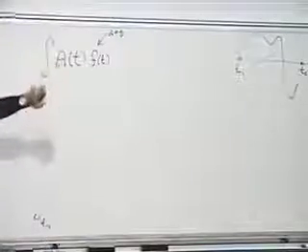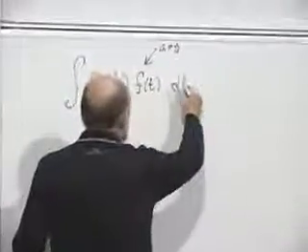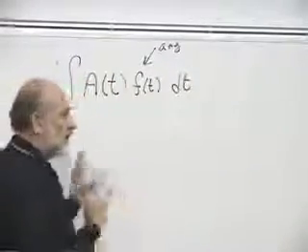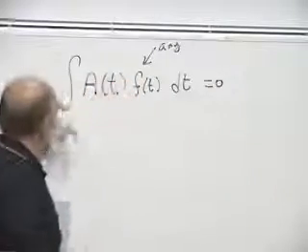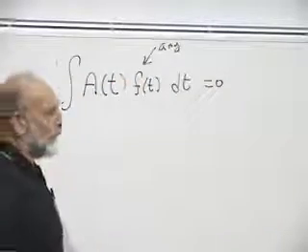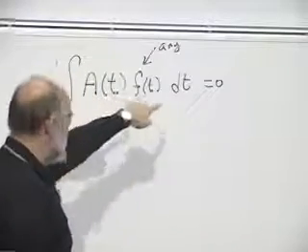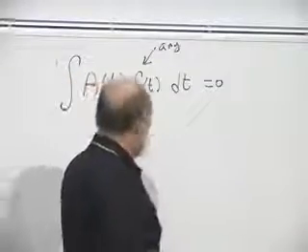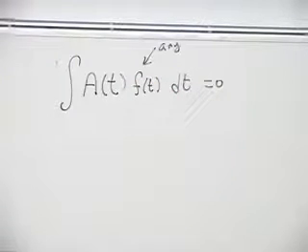If you take any function, multiply it by a of t, and integrate it, let's suppose that we know that the answer is 0. That's a lot to know, that no matter what function you put here, if you multiply it by a and you integrate it, you get 0. What does that tell you about a? It tells you that a is 0.